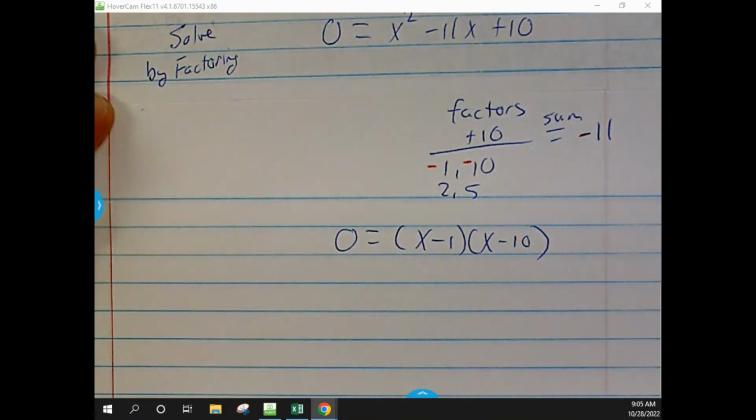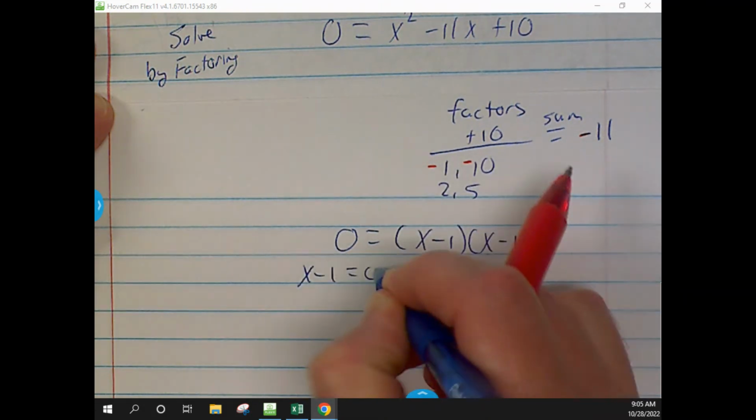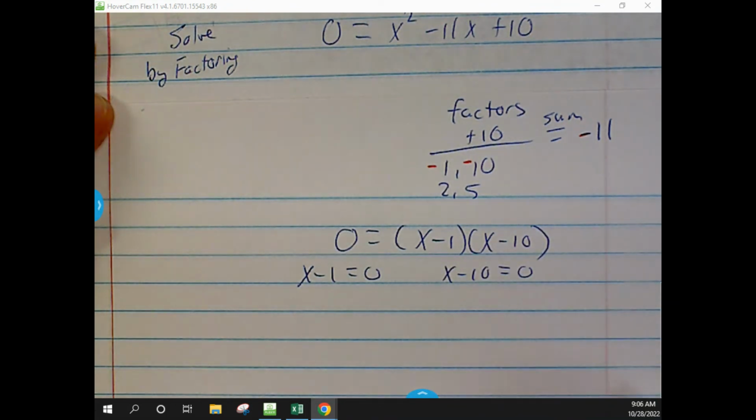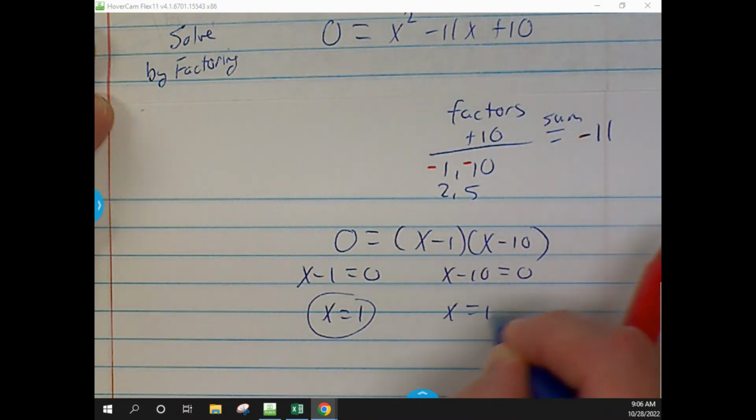Okay, and then finally we get to do the actual solving, because now we're going to take each parentheses and set it equal to 0. And you get here and you're finally like, okay, this is not bad. This is just x equals 1, and this is x equals 10.